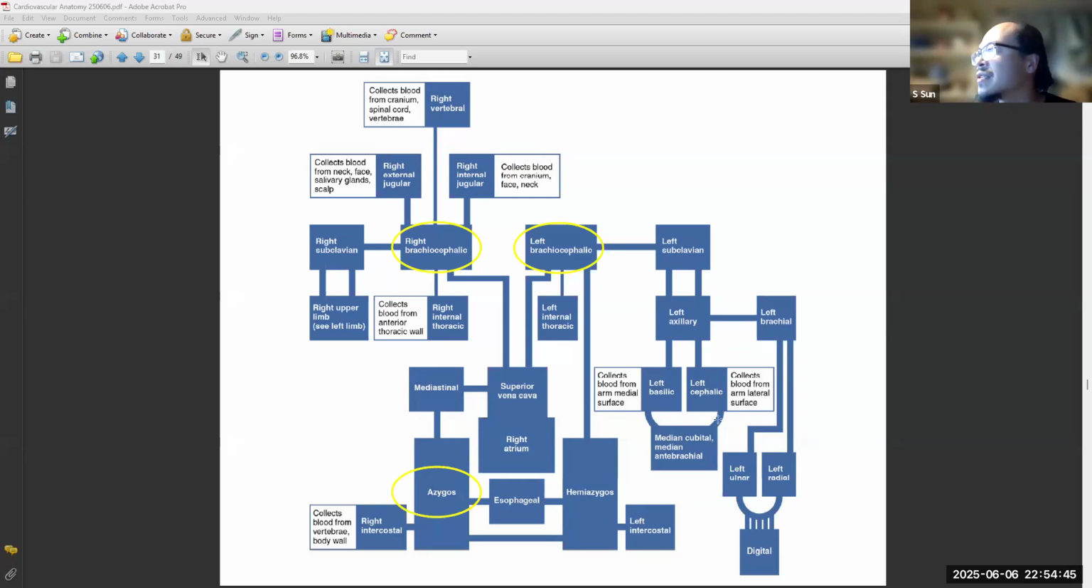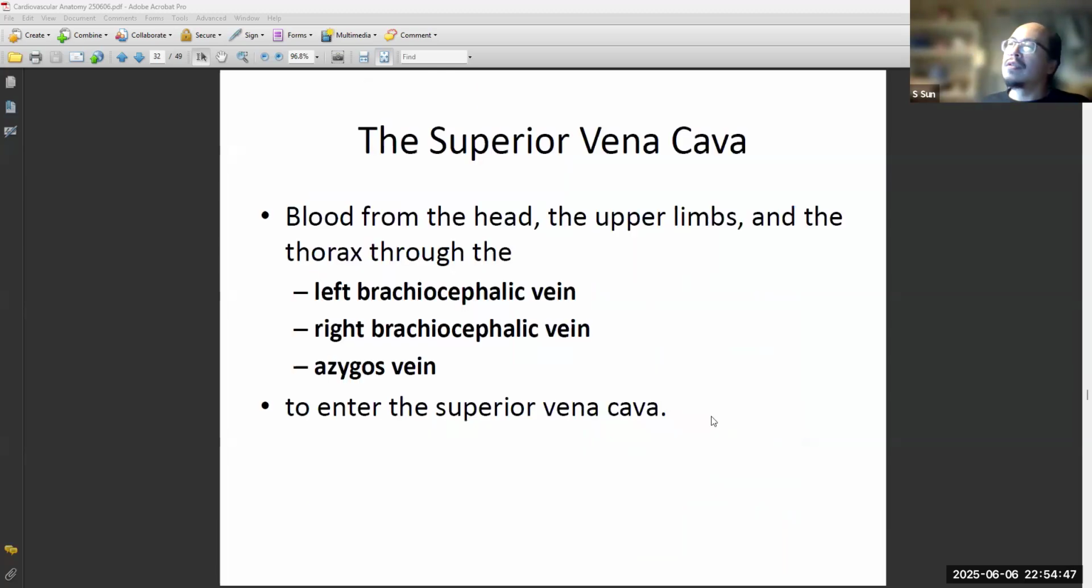So the superior vena cava collects blood from the left brachiocephalic and right brachiocephalic, and the brachiocephalic receives blood from the internal jugular and subclavian. And also the azygos. Azygos is another branch that collects blood into the superior vena cava.